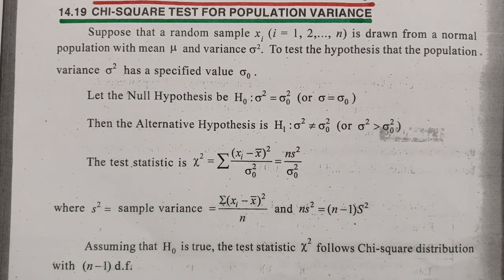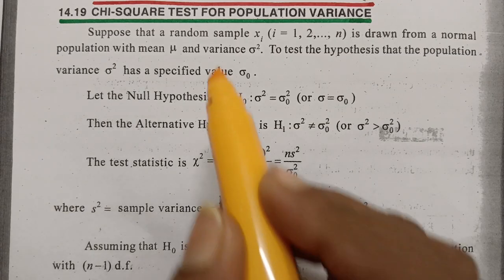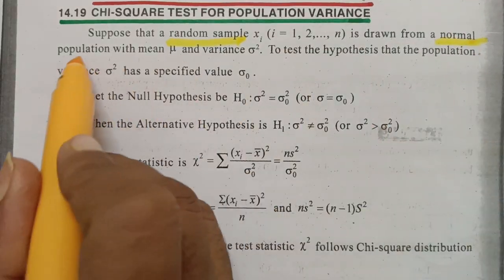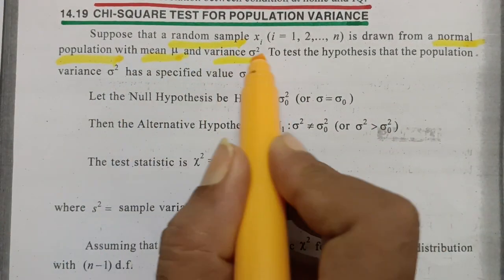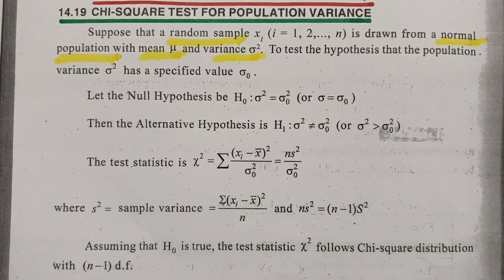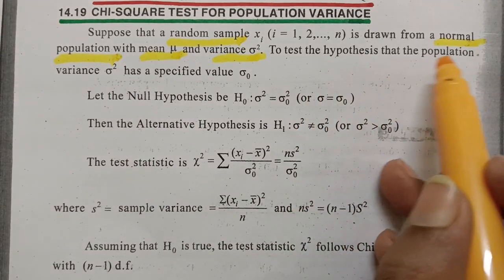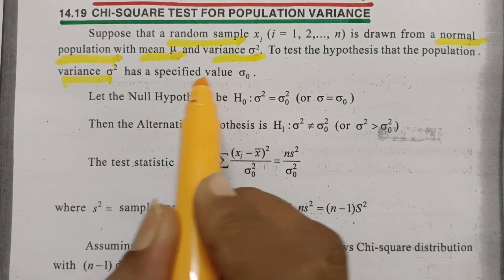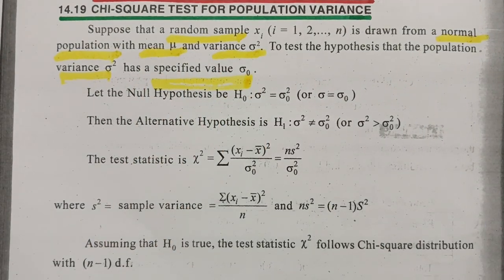And here, coming to the point, here is the last topic from statistics, that is the chi-square test for population variance. Suppose a random sample is drawn from a normal population with mean mu and variance sigma square. Now, to test the hypothesis that the population variance sigma square has a specified value, that is sigma naught, as usual we have to go with the 5 steps.